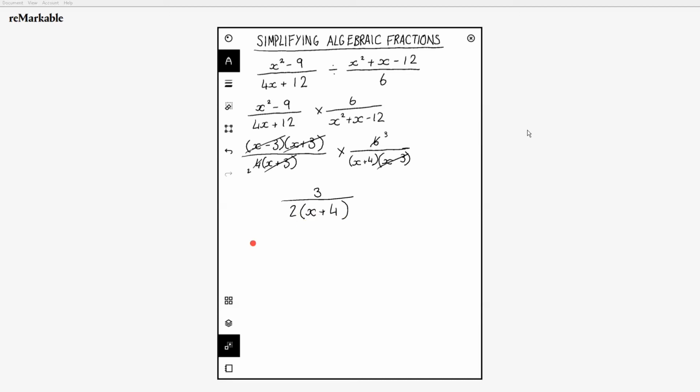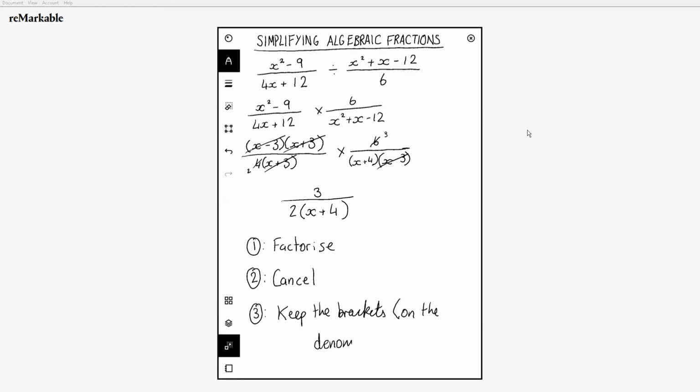So if we go over those steps again, step 1, factorize. Make sure you go through each bit of the fraction and make sure you factorize absolutely everything. Step 2, cancel anything that is on the top and the bottom of the fraction, whether it's a bracket or whether it's a factor of say 2. And step 3, keep the brackets, and most of the time it's on the denominator.